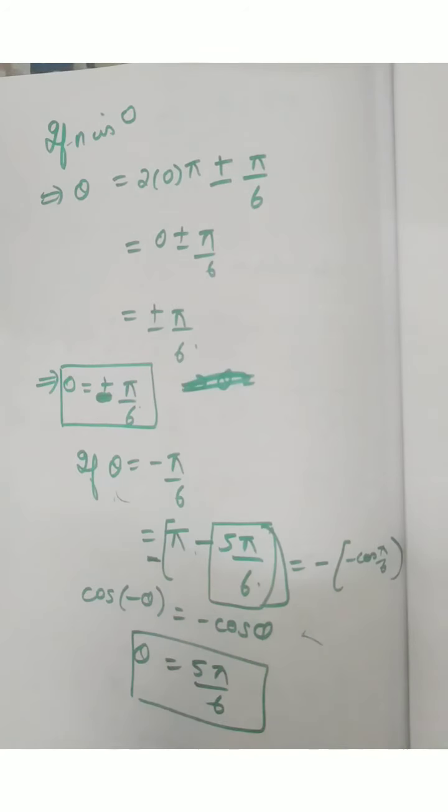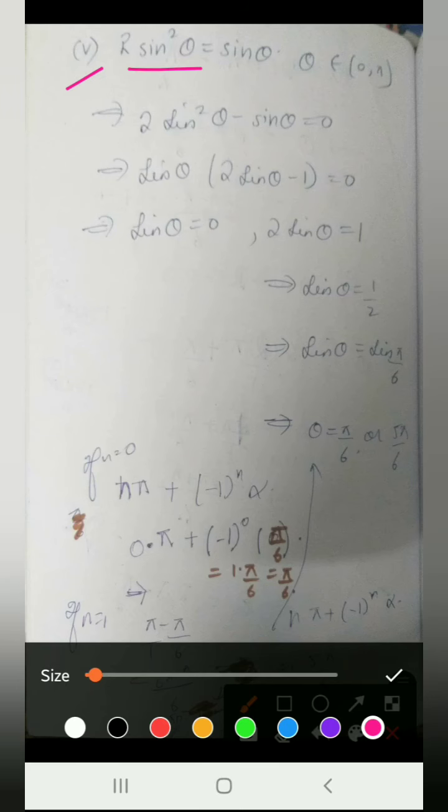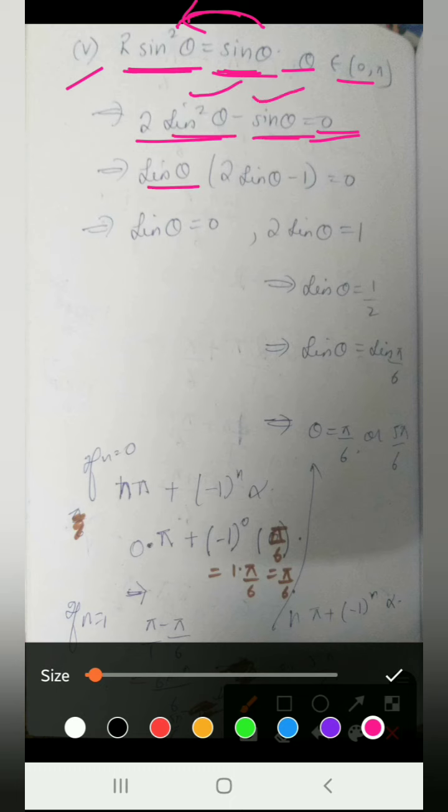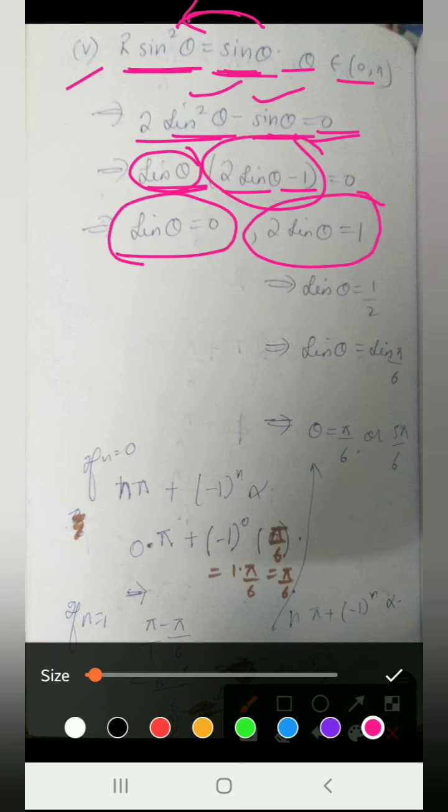Moving on to fifth bit. Fifth bit, we have to find out 2 sine square theta is equals to sine theta, where theta belongs to 0 comma pi. How to solve this? Bring this sine theta to the LHS. So it becomes 2 sine square theta minus sine theta is equals to 0. Because already we have brought everything on the LHS. Now if you observe, sine theta is common between both. So take sine theta common, you'll be left with 2 sine theta minus 1. So here we get sine theta is equals to 0 and 2 sine theta minus 1 is equals to 0. So 2 sine theta is equals to 1, or sine theta is equals to 1 by 2.